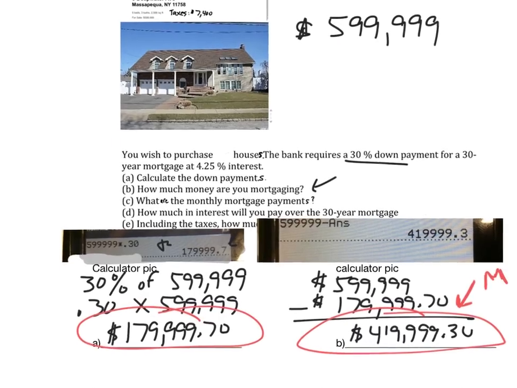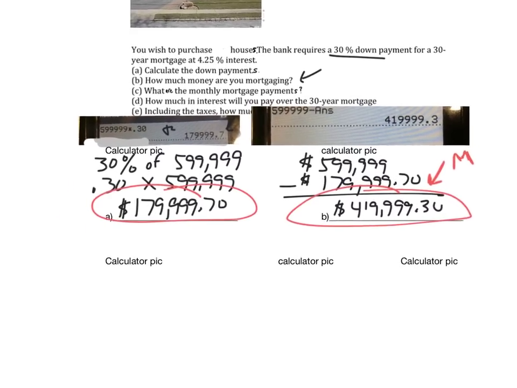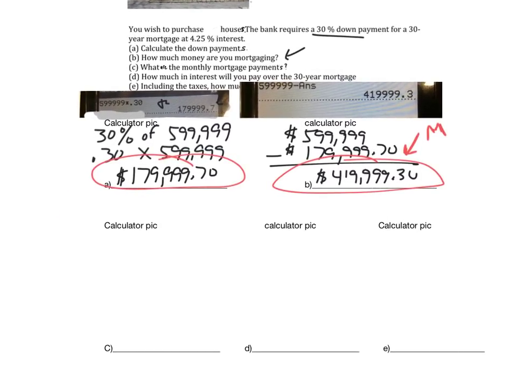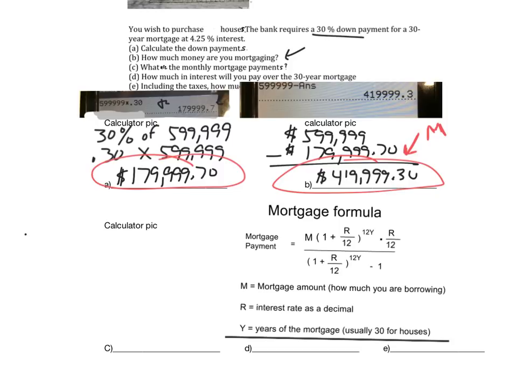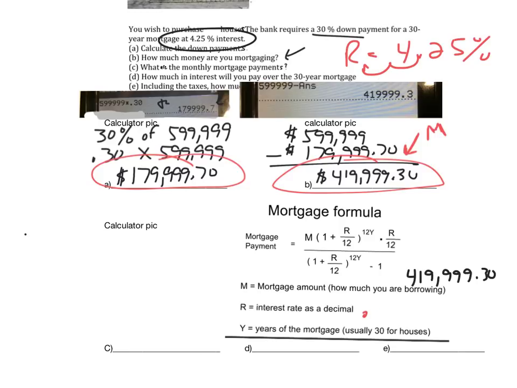Now to calculate the monthly payment for the Massapequa house, let's plug into this mortgage formula. So the M is going to be the $419,999.30. The interest rate R is going to be 4.25%. So we'll move the decimal point 2 places to the left. So R is going to be 0.0425. And then Y, the years, is going to be 30.